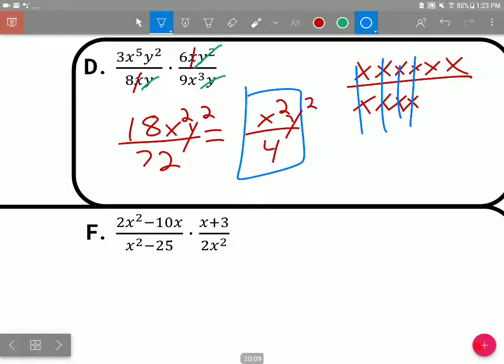Yeah, that's what I did, but I left this one here. Oh, you left the coefficient on it. That's fine. If you put the coefficient 1 on it, I see what you're saying.